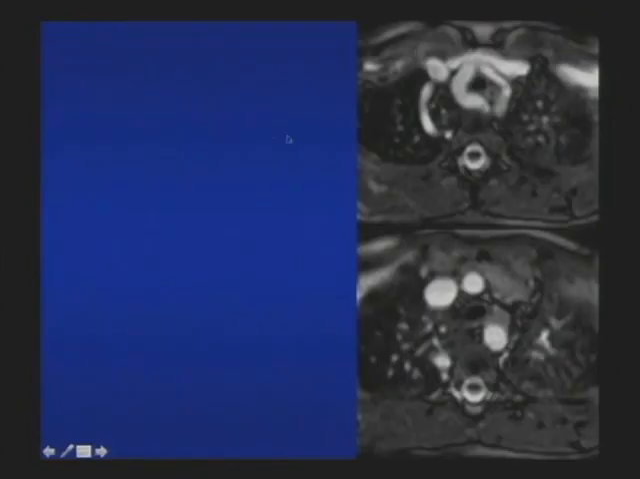That's the symptom. Here's an MRI showing a nice example of 2 fairly symmetric, I guess the right arch is a little bit bigger, but 2 arches. It's a double aortic arch with a slightly larger right-sided aortic arch.